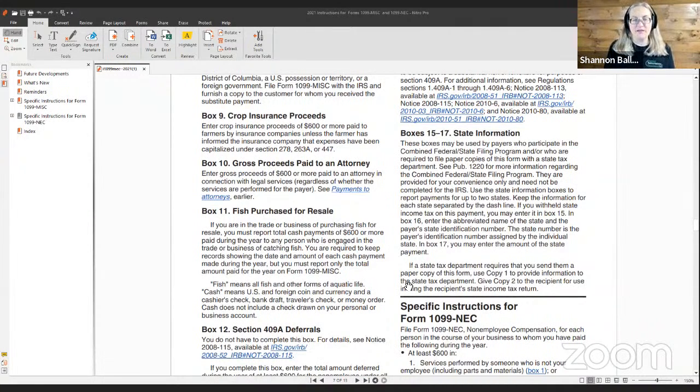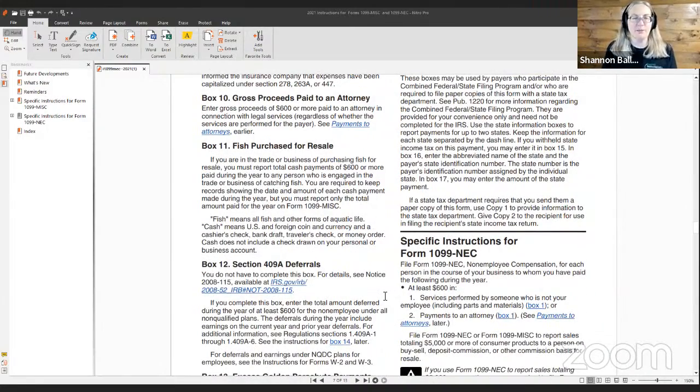Box 11, fish purchased for resale. If you are in the trade or business of purchasing fish for resale, you must report total cash payments of $600 or more paid during the year to any person who is engaged in the trade or business of catching fish. You are required to keep records showing the date and the amount of each cash payment made during the year, but you must report only the total amount paid for the year on Form 1099-MISC.